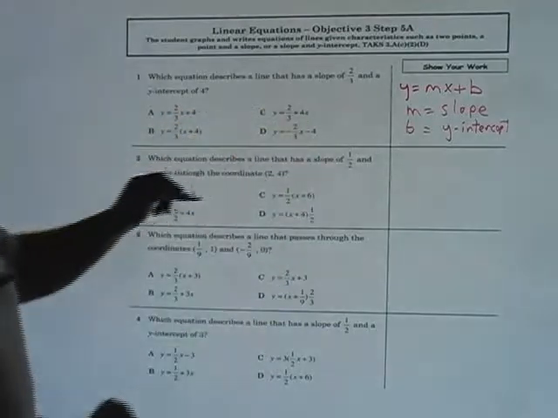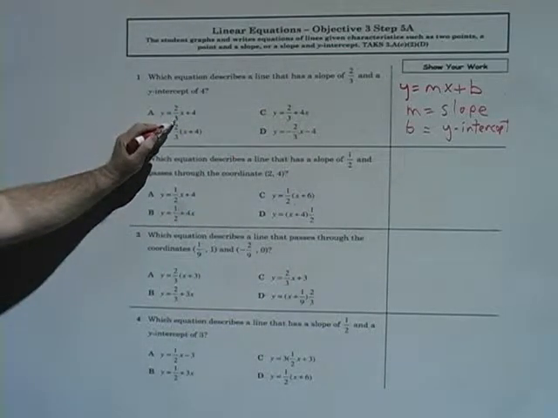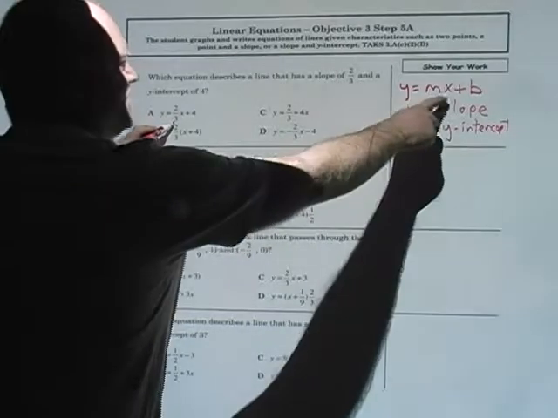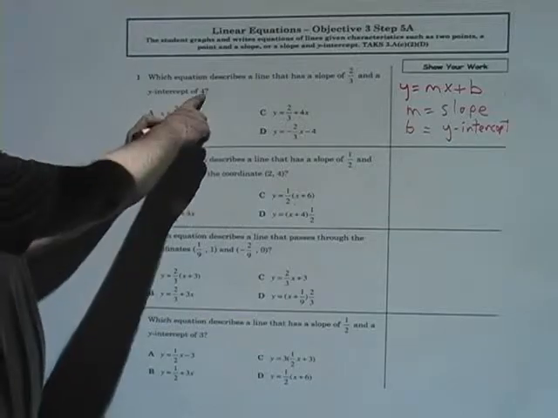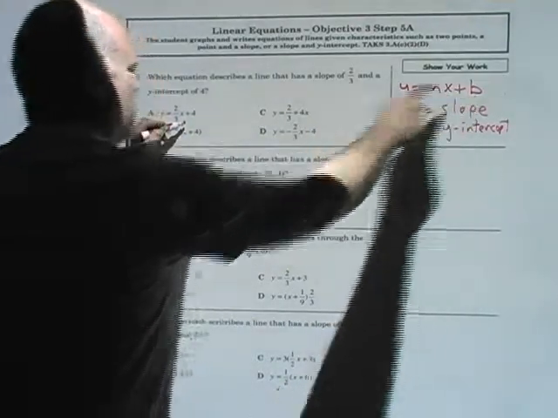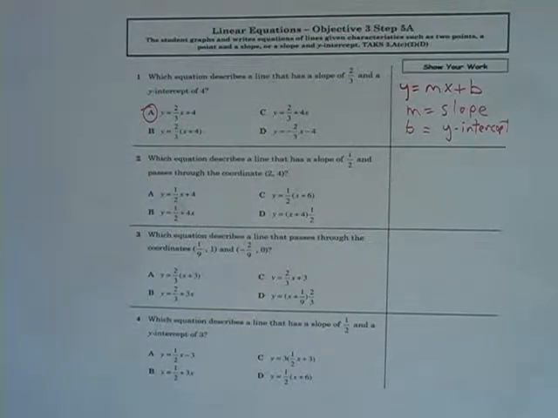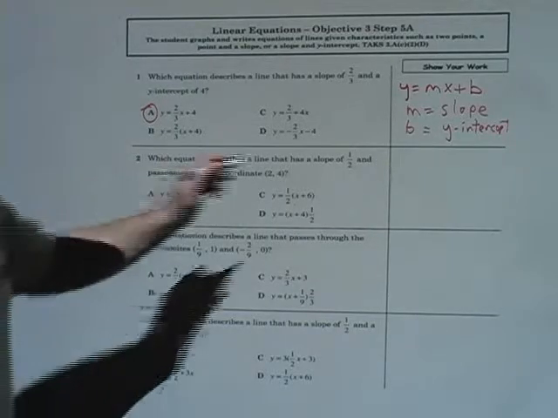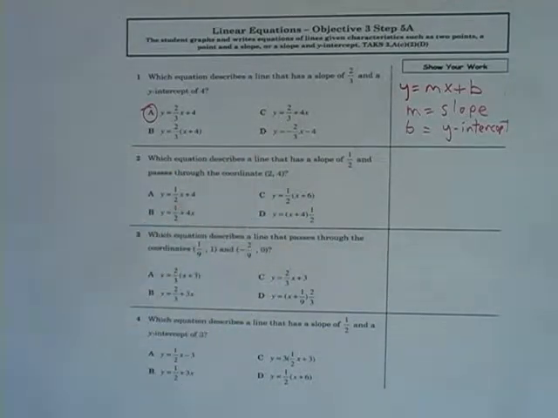So if the slope is 2/3, then we're going to have y equals 2/3 x plus, and then the y-intercept is 4, y-intercept is b, so 4 would go there, so answer A is correct. Number 2, slope is 1/2, and it passes through the coordinate 2, 4.